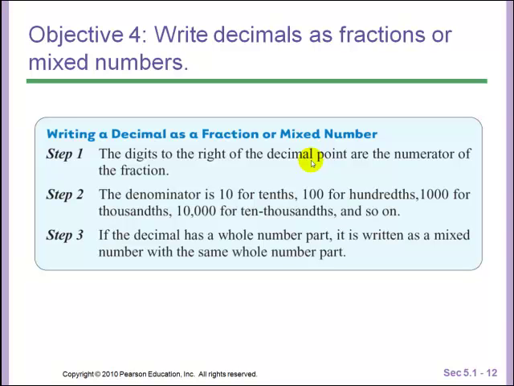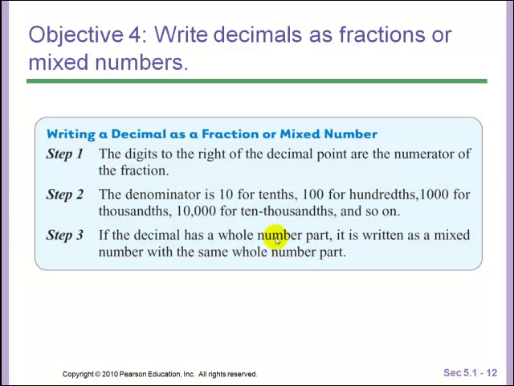Then look at the denominator. If it's the tenths place, the denominator will be 10. If it's the hundredths place, the denominator will be 100. If it's the thousandths place, the denominator will be 1,000, and so on. Another way to do it is simply count the place values. If there's one place value, there's 1 zero. Two place values, 2 zeros. 3 place values, 3 zeros, and so on.